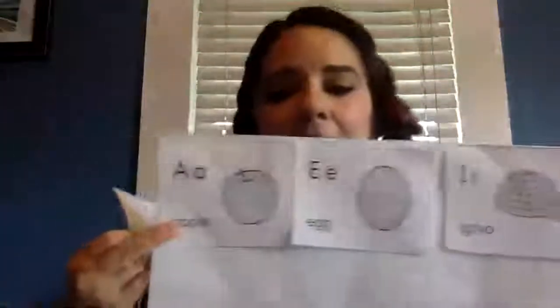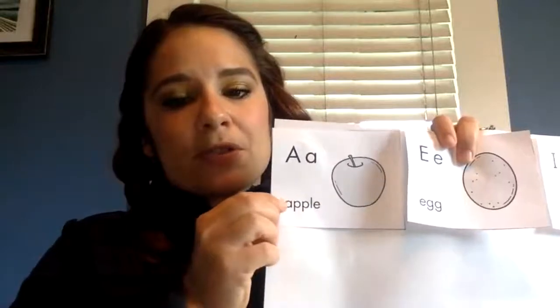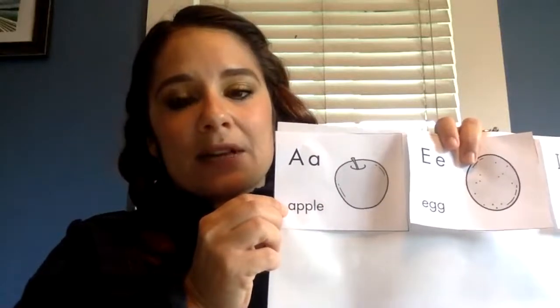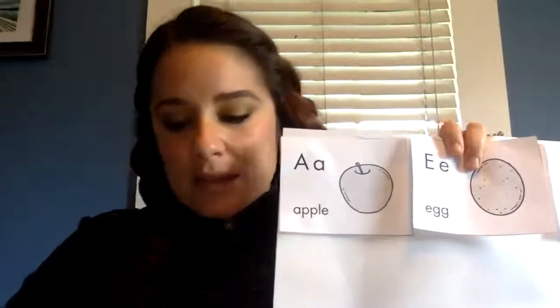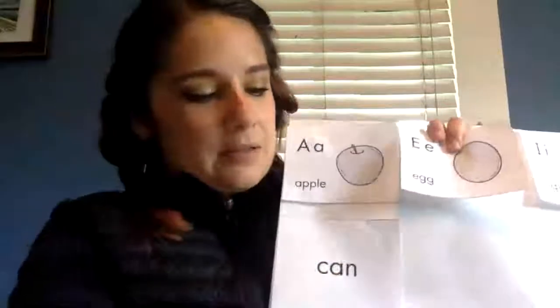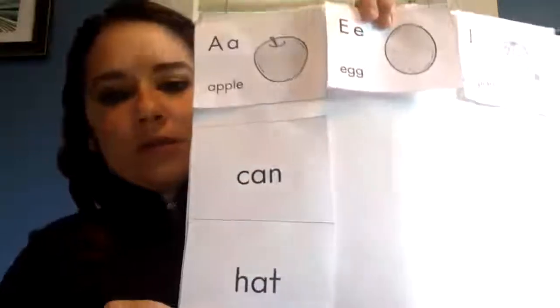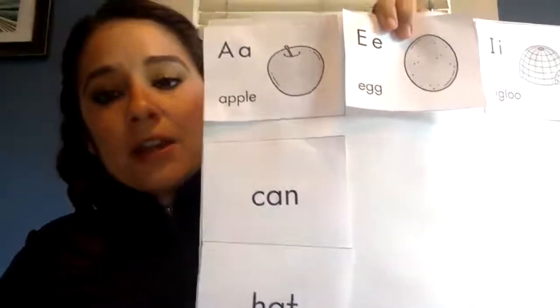Okay, so I'm going to look at my chart here, and we have A for apple, a. Notice the chart in the picture, the A starts at the beginning of the word, okay? So I'm going to put the word can right here, and the word hat right here, okay? So here we have our chart so far, and you're going to be doing work just like this at home, okay? Next, we're going to move on to letter E.